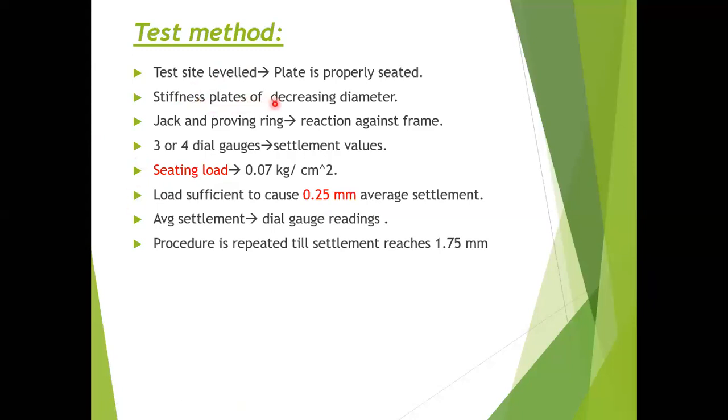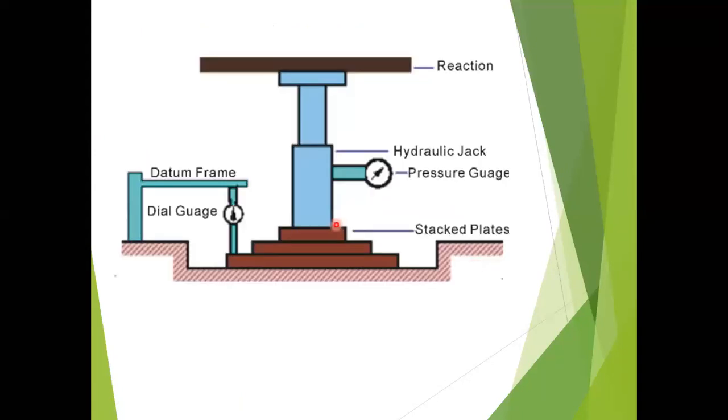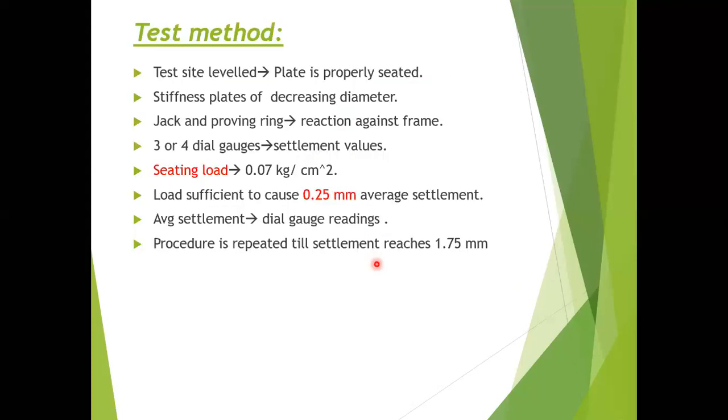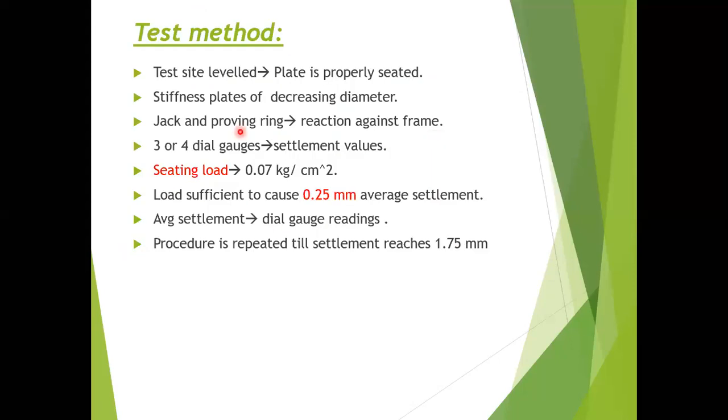Next, stiffness plates of decreasing diameter. Just now I told you, these are the stiffness plates. You arrange these plates in decreasing order. That is, the 30 centimeter plate will be at the top, and the 60 or 75 centimeter plate will be at the bottom. That is, the stiffness plates are arranged in decreasing diameter. And the jack and proving ring assembly are fitted. You can see here the jack and proving ring assembly. Okay, it is fitted. The jack will be at the topmost portion.